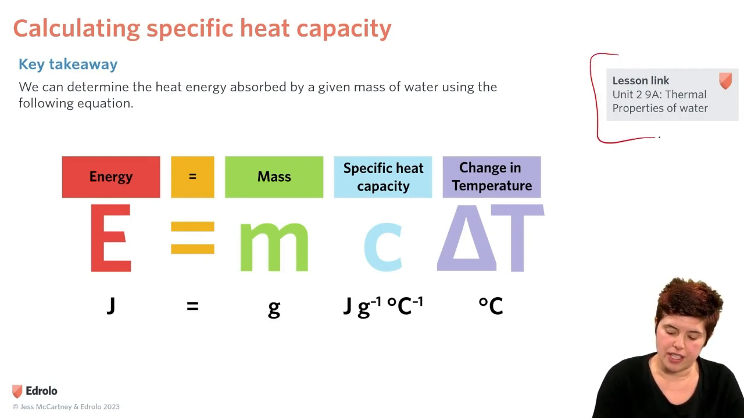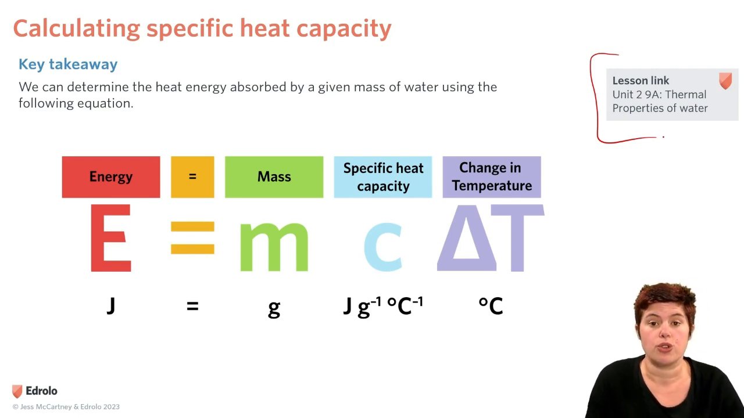Now there is a lesson link here. So Unit 2, 9A, Thermal Properties of Water. This is where we first spoke about the specific heat capacity of water. And we first used this formula shown. So this is exactly the same, nothing has changed.